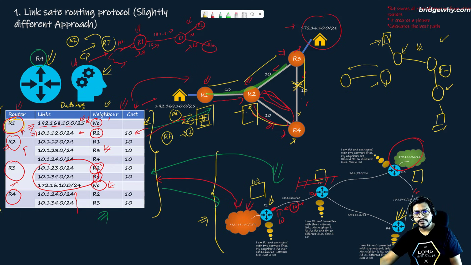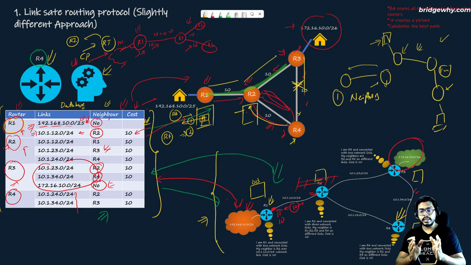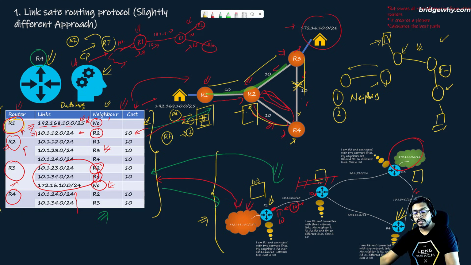Having said that, what are the steps which we discussed till now? Step number one, find neighbors. How? We don't know that. But the first step is to find your neighbor, because you want to advertise your routing information to your neighbors only, right? It means that you need to find them. The second thing is to inform everybody about your routing information or links, right? And this process is known as flooding, because you are flooding the complete topology with your information.